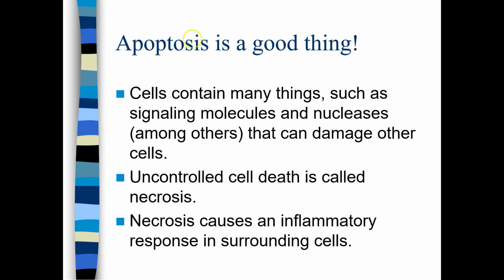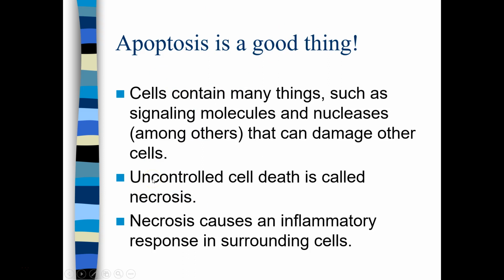This is because if the cell were to just die on its own, it would probably burst open, and cells contain a whole bunch of stuff, right? They contain signals that they might want to send to other cells, but don't want to send right now. If they just burst open, they release every single kind of signal at once, or nucleases, or proteases, things that are going to eat up the proteins on the surface of other cells. It can cause so many problems. Uncontrolled cell death, we have a name for it. It's called necrosis.